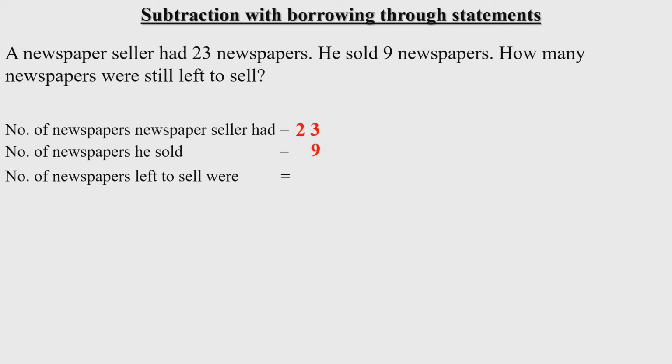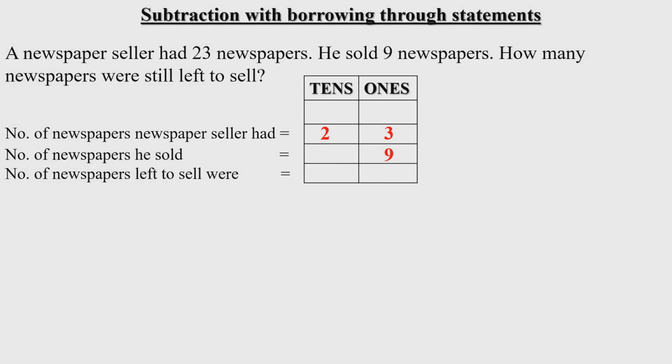Firstly, we will arrange these numbers in the column of tens and ones. Then put the sign of subtraction at the left side of subtrahend 9. Then subtract the digits of ones column first, which are 3 minus 9. Now here 9 is greater than 3, so 9 cannot be subtracted from 3, so we will borrow 1 ten from tens column. Then it will be 10 plus 3 is equal to 13. Now subtract 9 from 13.